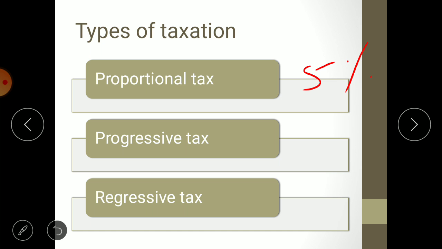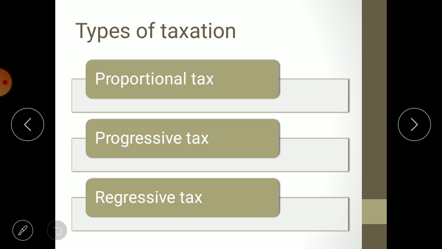Then progressive tax. What is progressive tax? The name itself suggests, progressive means increasing. It has a connection with your income. As your income increases, the amount of tax increases. That is known as a progressive tax. Income increases, tax increases. Income decreases, tax decreases. That is progressive taxation.